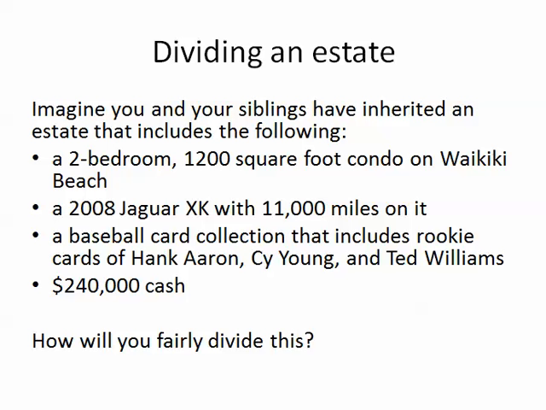We're going to walk through a problem. Imagine that you and your siblings have inherited an estate that includes the following: a two-bedroom condo on Waikiki Beach, a 2008 Jaguar, a baseball card collection, and $240,000 of cash. The question is, how are you going to fairly divide this between you and your siblings?